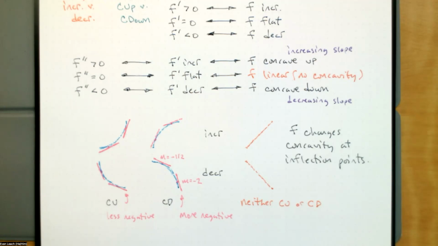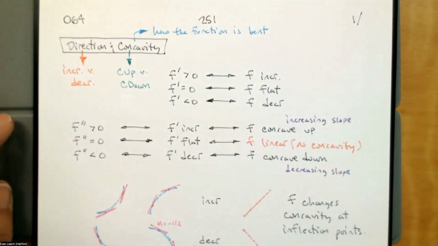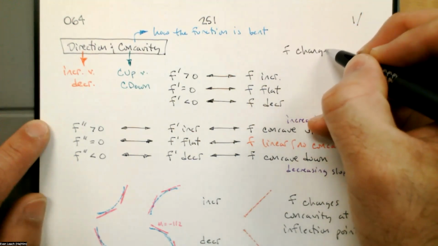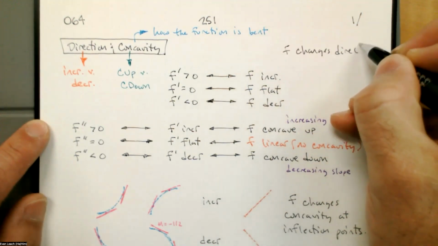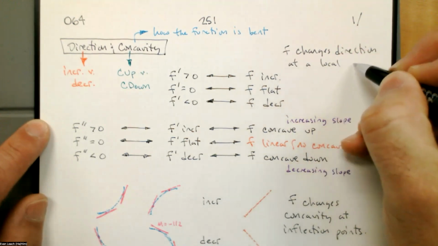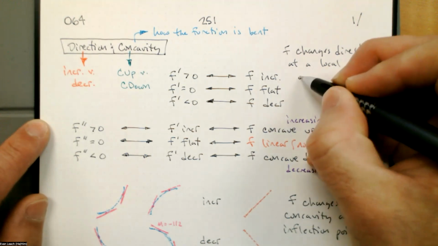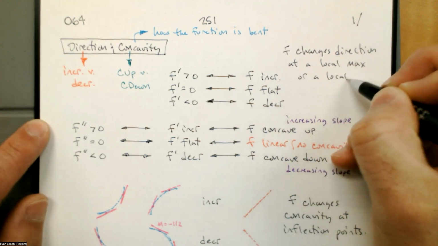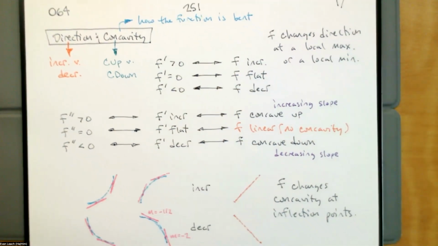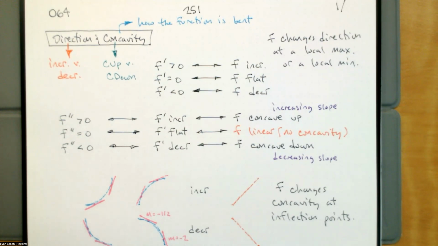F changes direction at a local maximum or a local minimum. We have two different kinds of change in direction. A local maximum, where we go from increasing to decreasing, or a local minimum, where we go from decreasing to increasing.